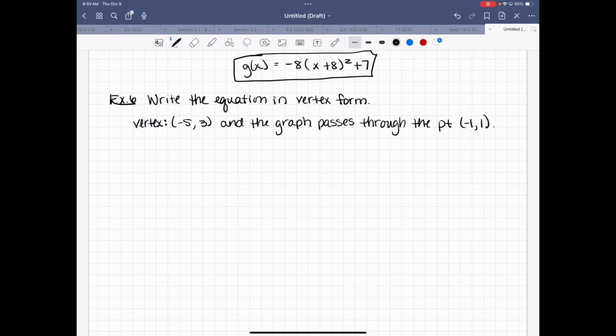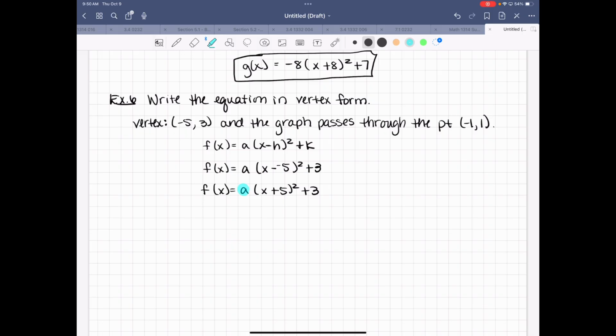Now, at first glance, you're like, we don't need that point -1, 1. We got a vertex. We got vertex form. f of x equals a, x minus h squared plus k. Guys, here's the problem. When you go to plug that in, you don't know what a is, do you? You've got a, we can plug in the -5, 3, so that's x minus -5 squared plus 3. So I've got f of x equals a, x plus 5 squared plus 3. But I still need a. Well, that's where this point -1, 1 comes in, okay?